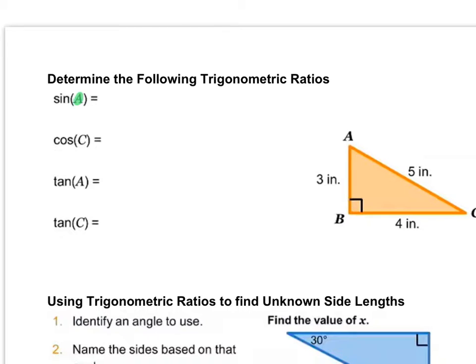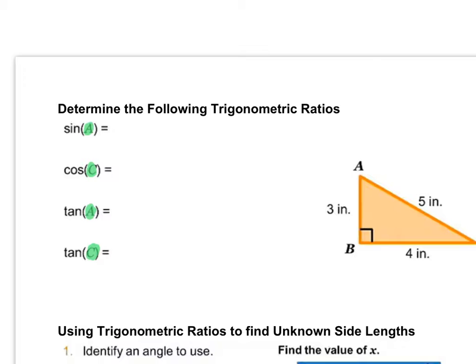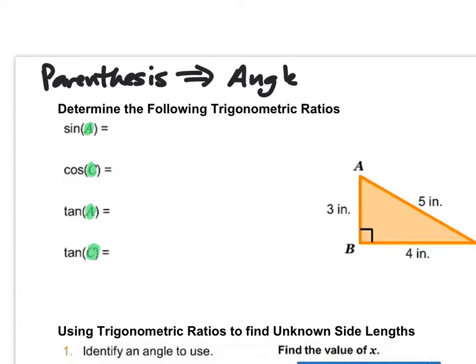So when I take sine of A, C, or any of these, the part that's in parentheses is your angle measure. That's an angle measure. You're taking sine of an angle A.